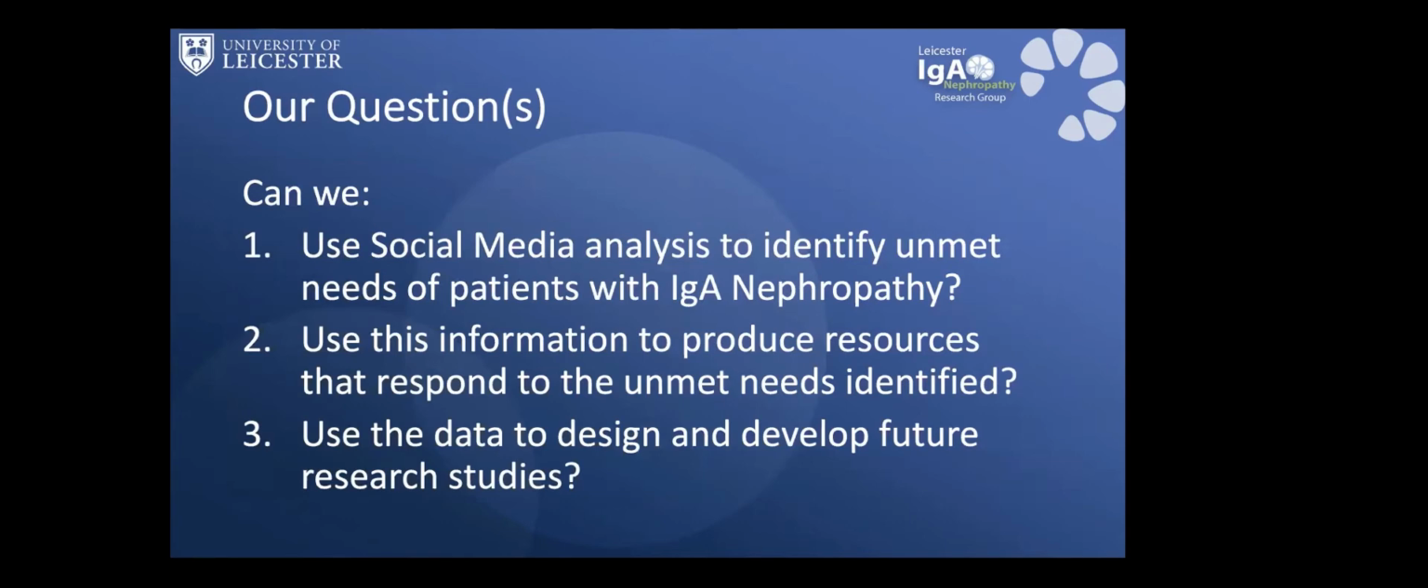So our questions, as they were back in, I think, 2016 or 2017, was could we use analysis of social media to identify unmet needs of patients with IgA nephropathy? The second thing we wanted to know was could we use that information to produce resources to respond to those unmet needs? And the third thing, which is crucially important, is could we use that data to then develop and design future research studies?